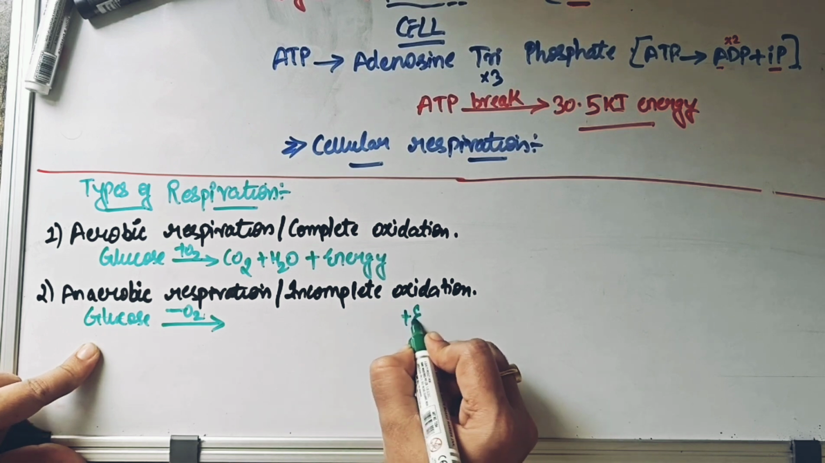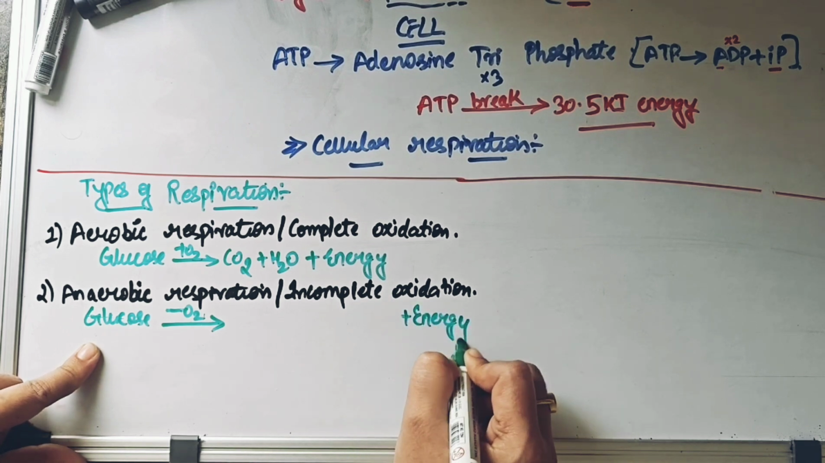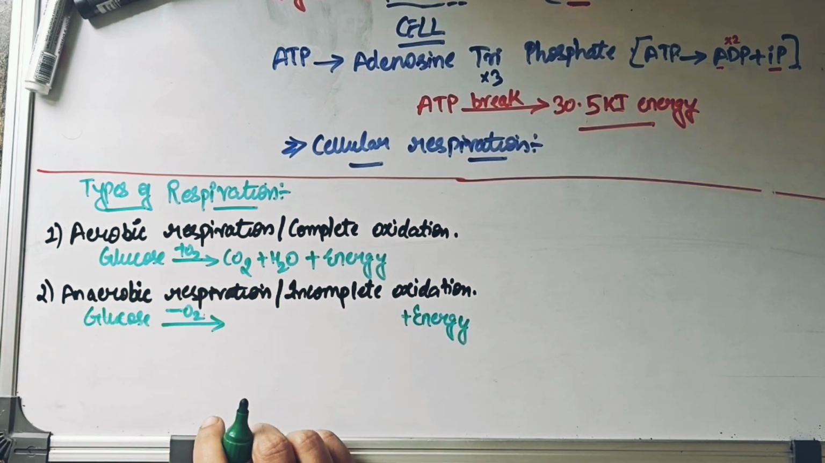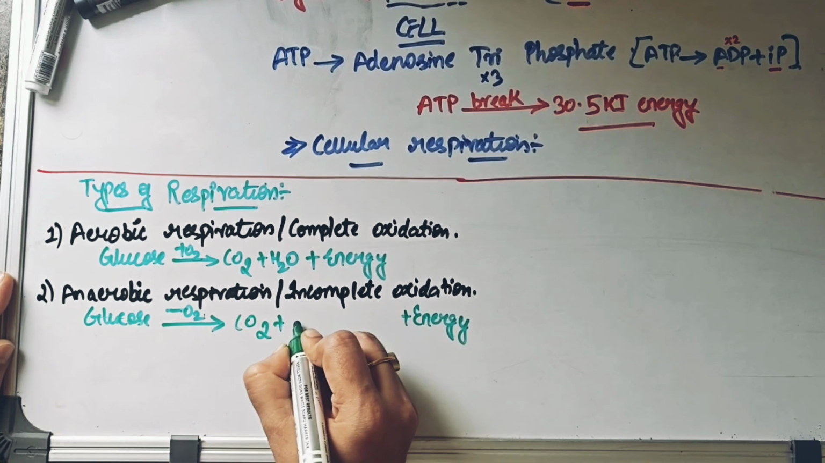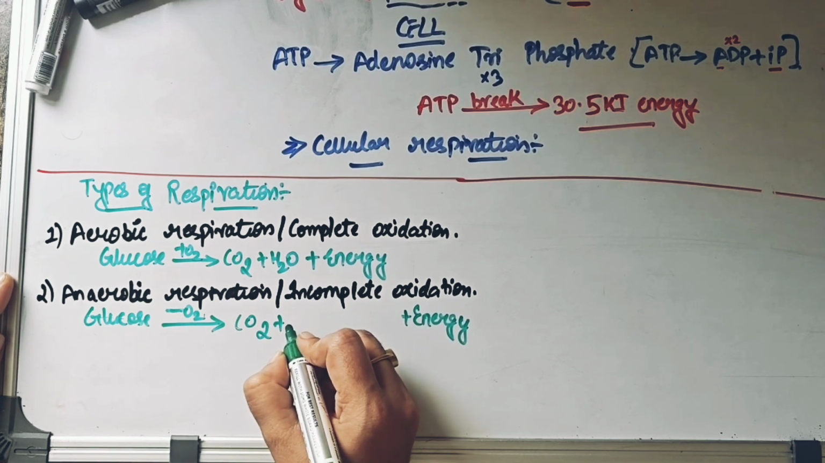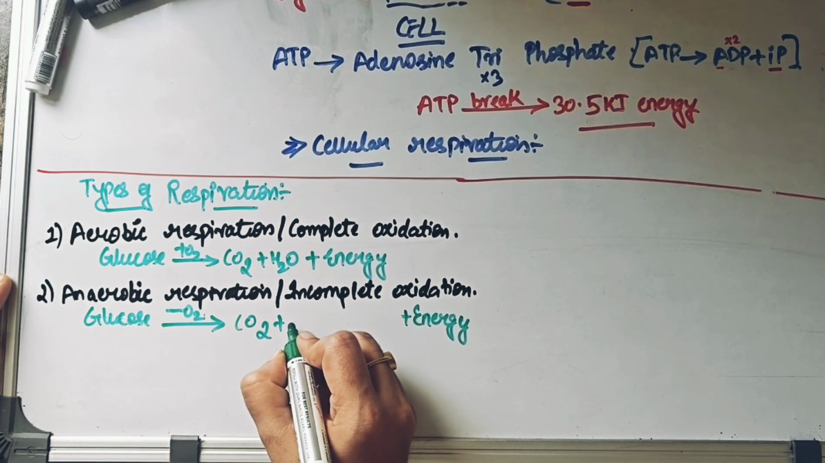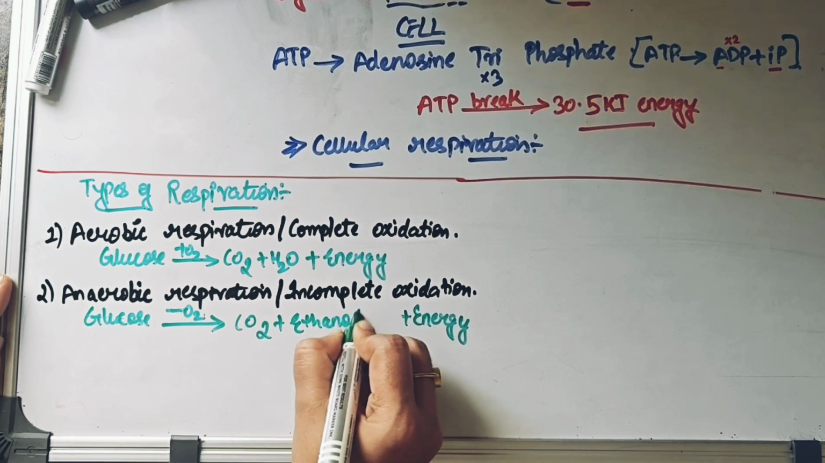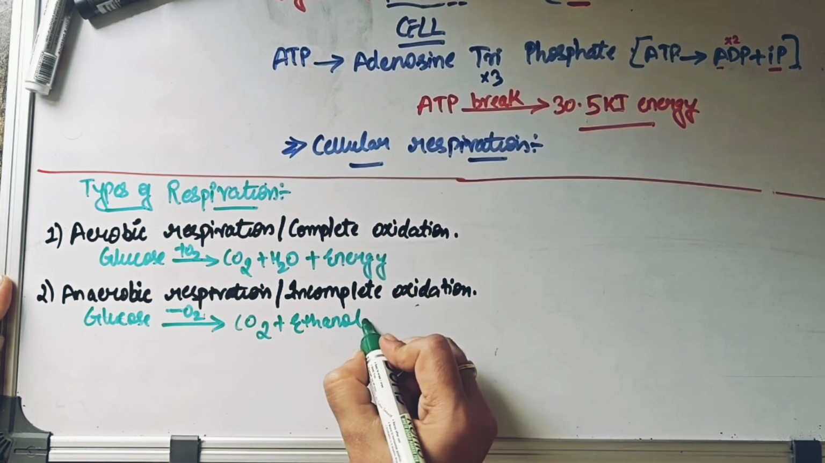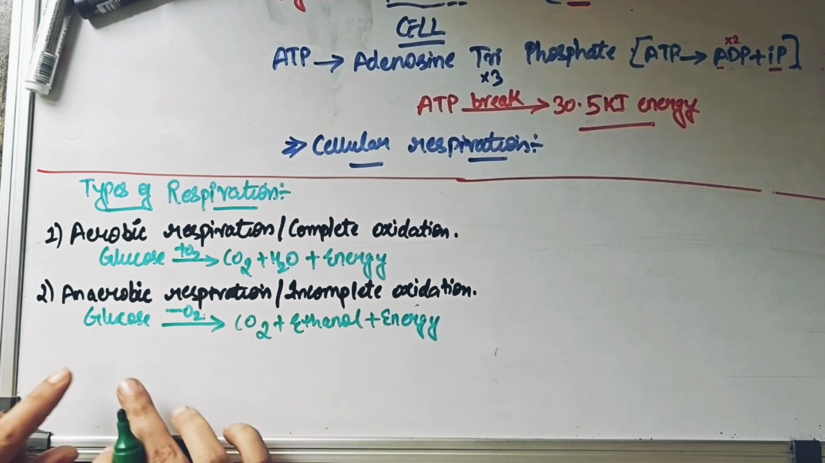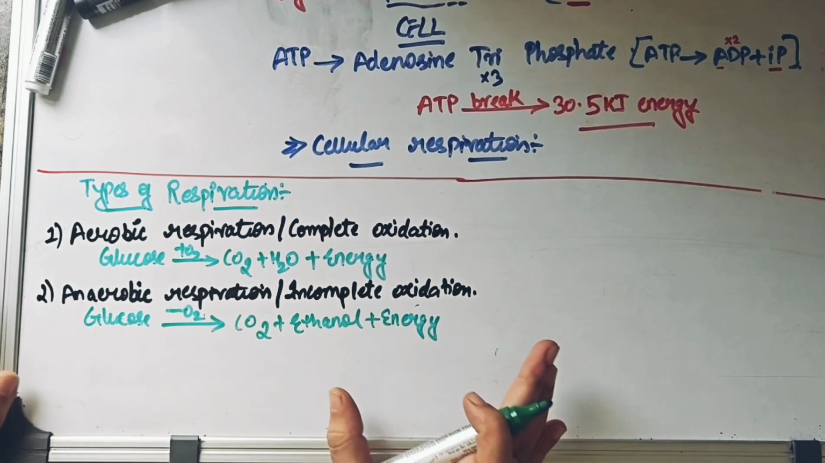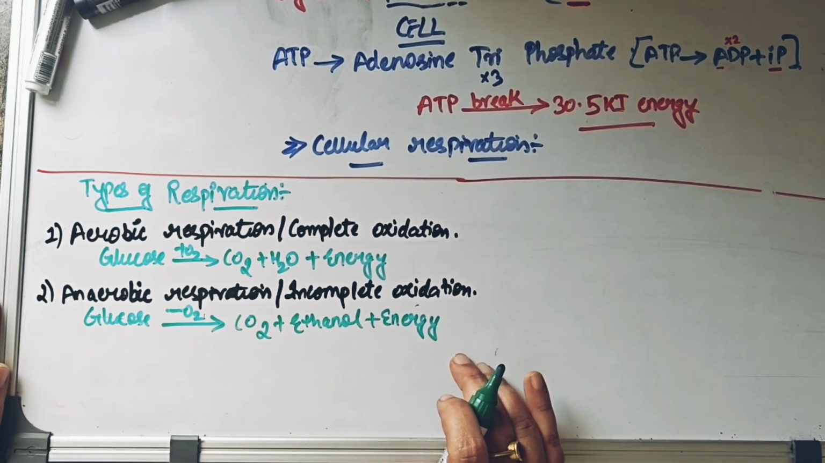Definitely there will be energy produced, but here in place of CO2 and water directly, the body is going to produce carbon dioxide, but along with that it is going to produce an alcohol which is known as ethanol or ethyl alcohol. So it is going to generate ethanol, and along with this, energy is going to be produced, right?